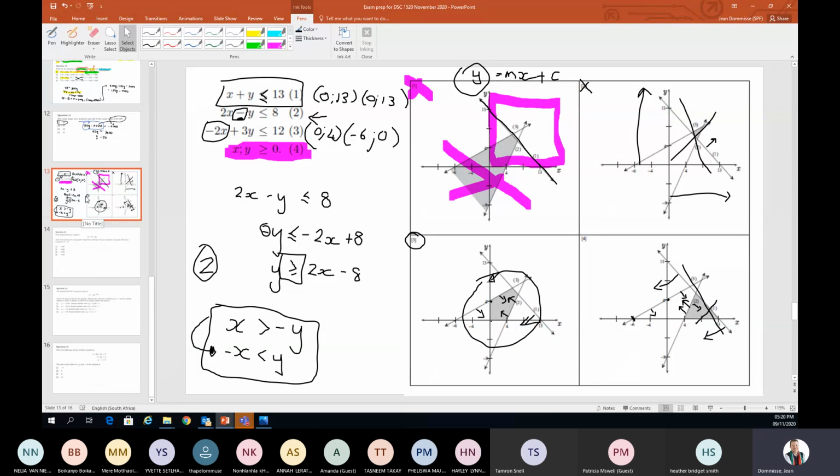Okay, so that was question 12. Are you guys okay with question 12? Or would you have just guessed option 3?